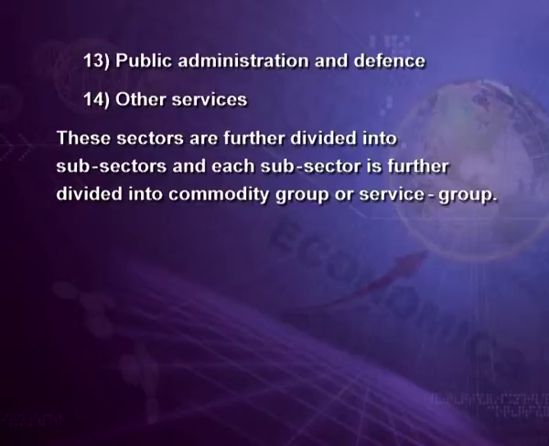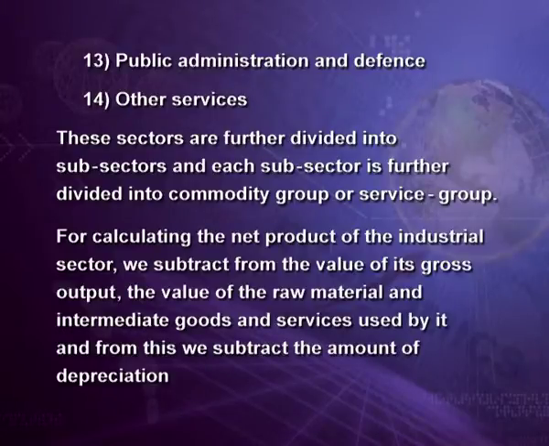These 14 sectors are further divided into subsectors, and each subsector is further divided into commodity group or service group. For calculating the net product of the industrial sector, we subtract from the value of its gross output the value of the raw material and intermediate goods and services used by it, and from this we subtract the amount of depreciation. For the economy as a whole, we add net products contributed by each sector to get net domestic product.